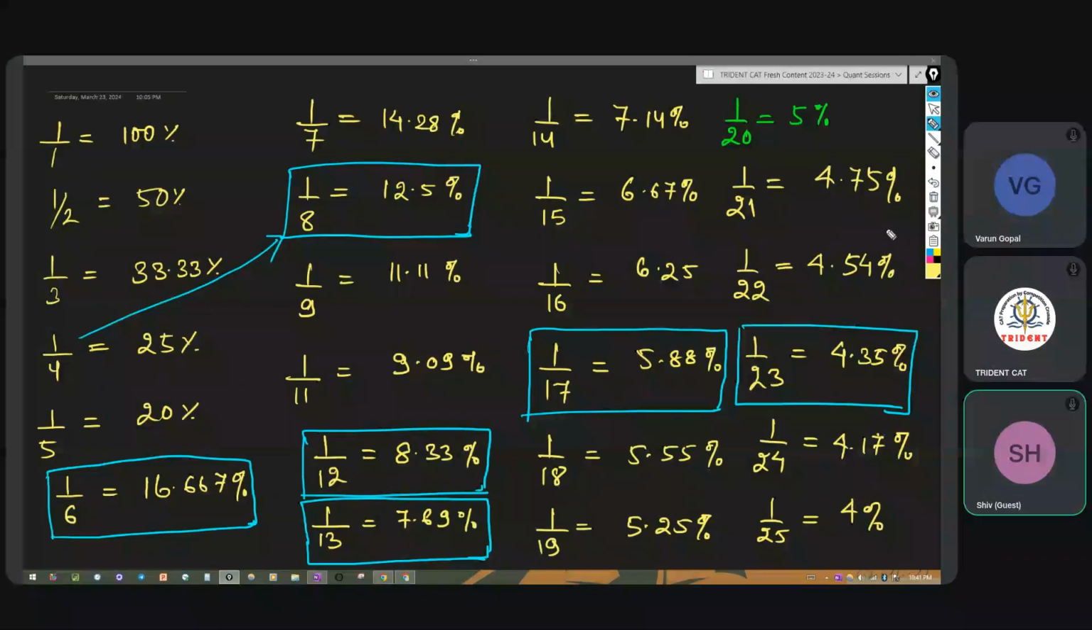So you were talking about 1 by 4 and 1 by 8. Yeah, 1 by 4 is 25% and 1 by 8 is 12.5, which is half of 25%. Can you see? Yes, sir. This is what I was talking about.